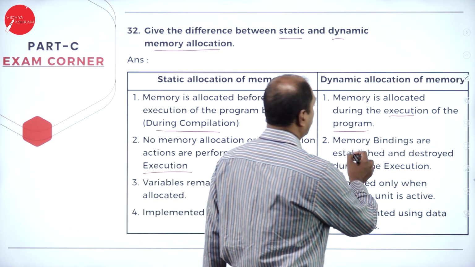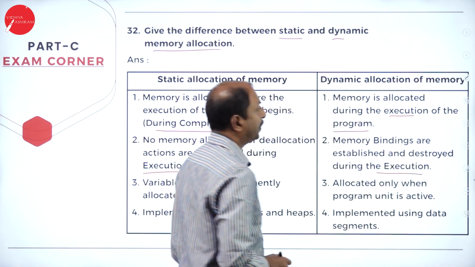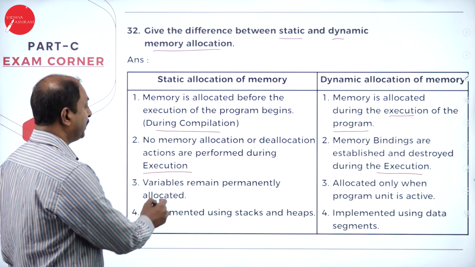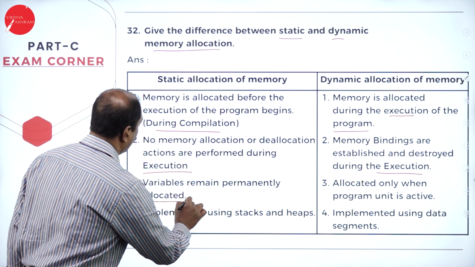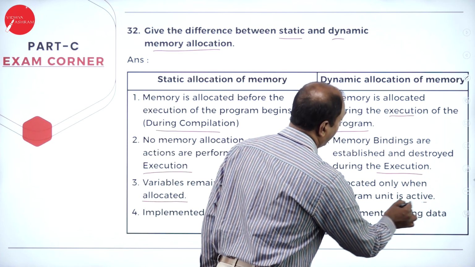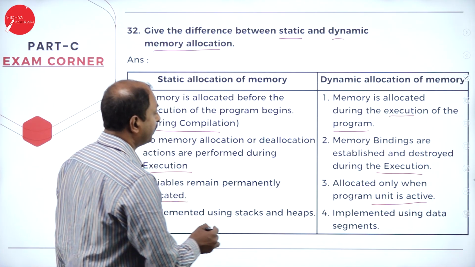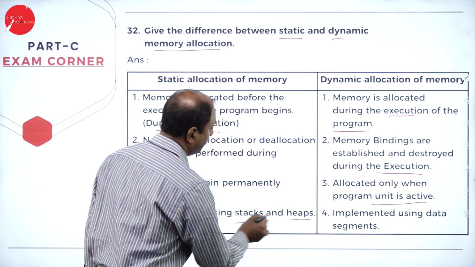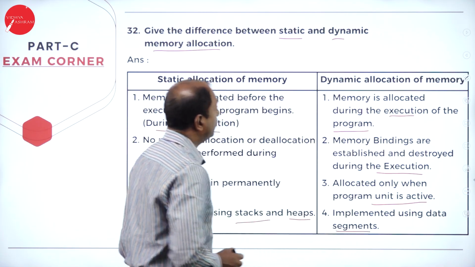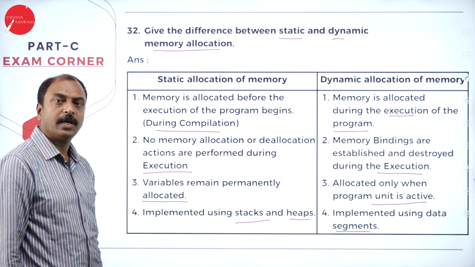But here memory bindings are established and destroyed during the execution because it is a dynamic allocation of memory. Next, here variables remain permanently allocated, and here allocated only when the program unit is active. That is also one of the major differences. Next, implemented using stacks and heaps as data structures, and it is using the data segment. See, these are the differences between static and dynamic memory allocation.